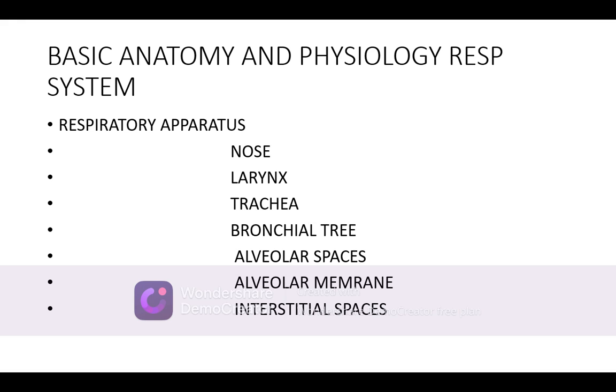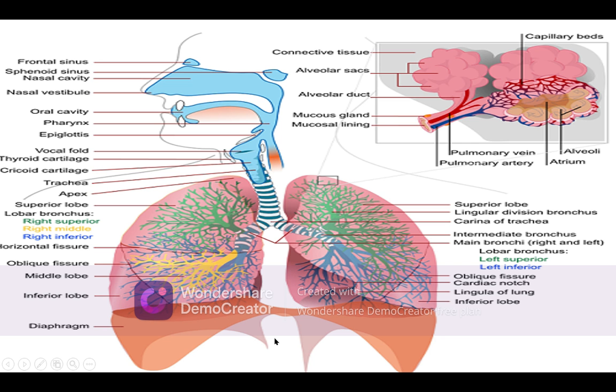Now, try to understand first of all the basic anatomy and physiology of the respiratory system. Upper respiratory tract and lower respiratory tract. The respiratory apparatus: nose, larynx, then trachea, then bronchial tree, and alveolar spaces into interalveolar spaces, septa, alveolar membranes, and interstitial spaces. These last parts are what we call the pulmonary parenchyma, histologically speaking.